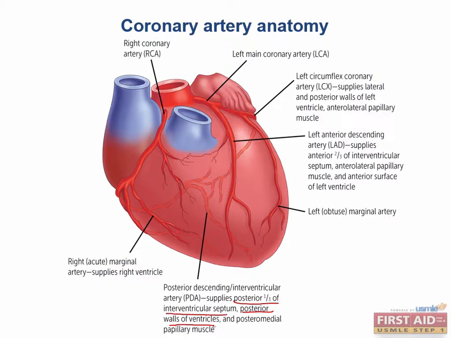Now the posterior descending artery courses on the posterior side of the heart towards the apex. Notice coursing here. Notice how it's directly on the opposite side of the LAD, which is on the anterior side, and they meet at the apex.